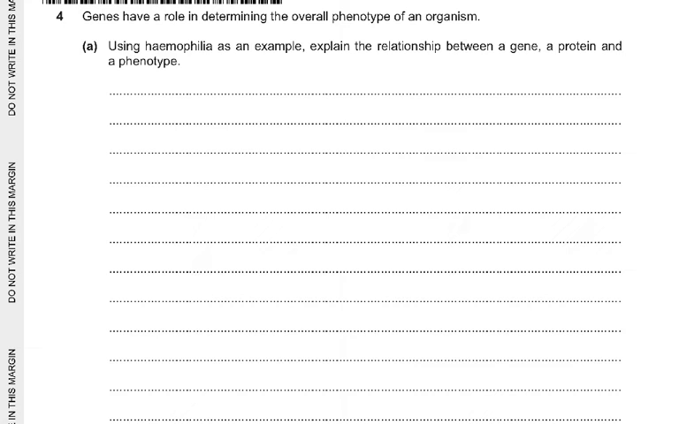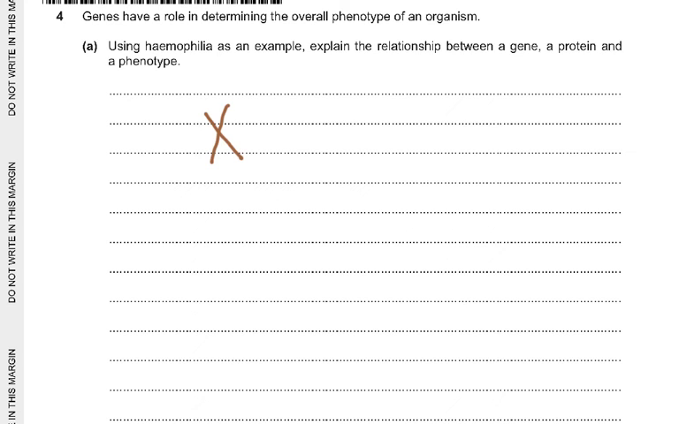Genes have a role in determining the overall phenotype of an organism. Using hemophilia as an example, explain the relationship between a gene, a protein and a phenotype. So they've asked you to use hemophilia as an example. Now you know hemophilia is a sex-linked trait and it is present on the X chromosome.